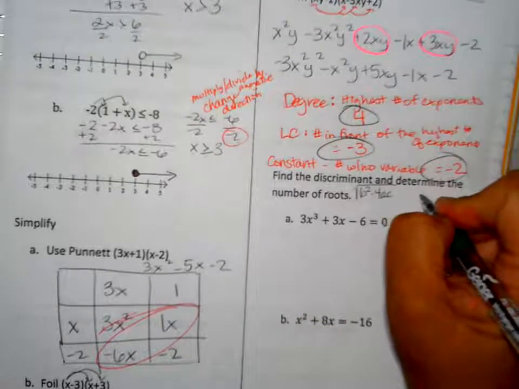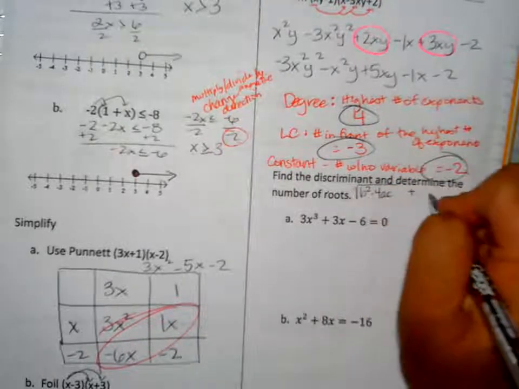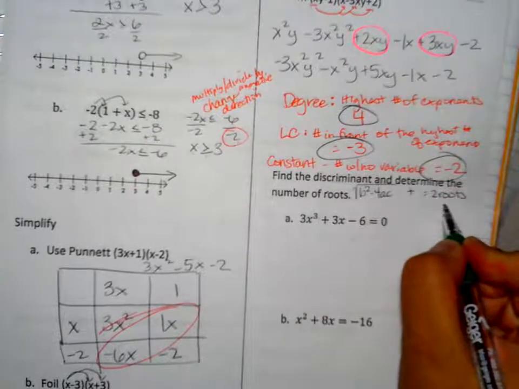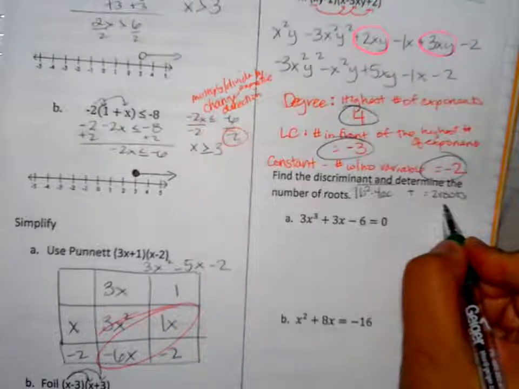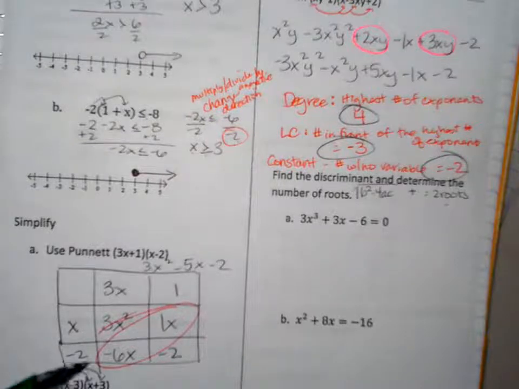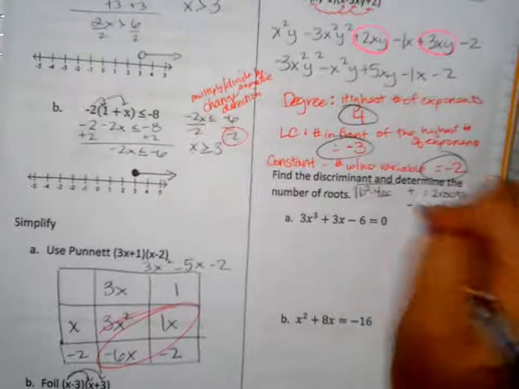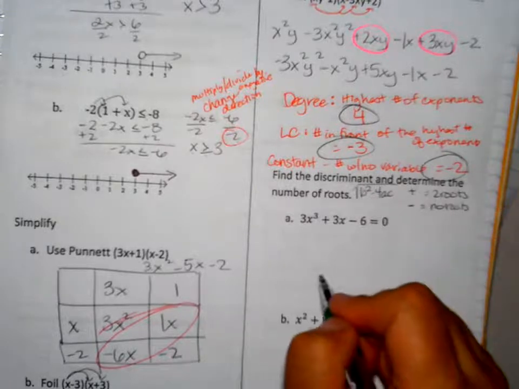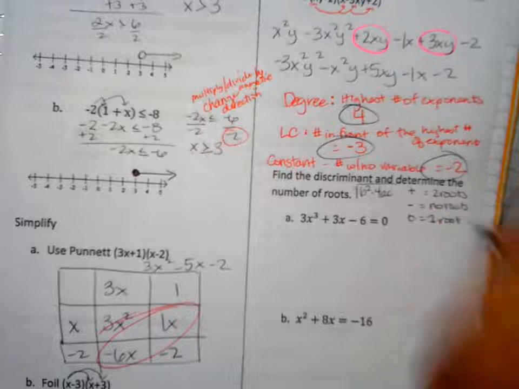And remember how we determine how many roots it has: if what's underneath here is positive, then you have 2 roots. And remember, roots are also synonymous with x-intercepts, solutions. That's how many times your graph is going to cross the x-axis. So if whatever number you get under here is positive, you're going to get 2 roots. If it's negative, you're going to get no roots, meaning you're not going to have any x-intercepts. And if it's 0, you're going to get 1 root.